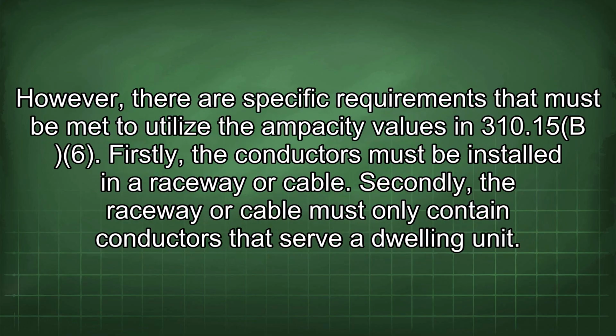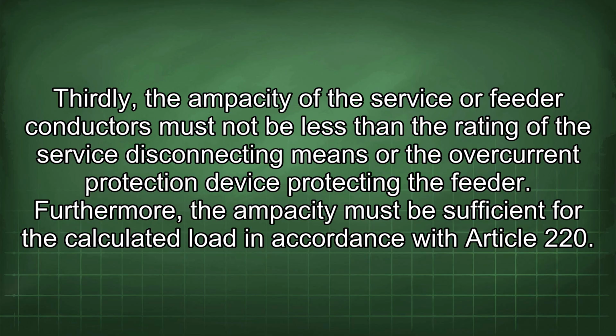However, there are specific requirements that must be met to utilize the ampacity values in 310.15(B)(6). Firstly, the conductors must be installed in a raceway or cable. Secondly, the raceway or cable must only contain conductors that serve a dwelling unit. Thirdly, the ampacity of the service or feeder conductors must not be less than the rating of the service disconnecting means or the overcurrent protection device protecting the feeder. Furthermore, the ampacity must be sufficient for the calculated load in accordance with Article 220.